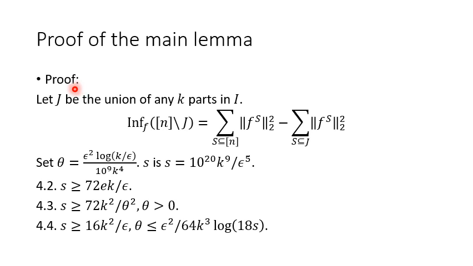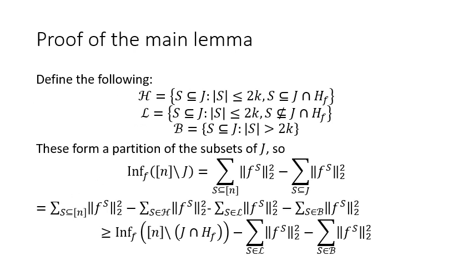We'll now prove. So let J be the union of any k parts in the partition. The influence of all the coordinates but the coordinates in J is equal, according to proposition 2.9, to this sum minus this sum. Now let's set theta to be this value and set s to be this value from the Junta test algorithm. So here I've put the conditions for the 3 propositions that we have seen, and if you want you can do the numbers game and see that theta and s really uphold these conditions. Therefore we can use these 3 propositions and now prove the lemma.